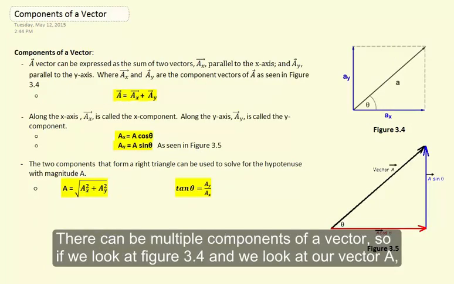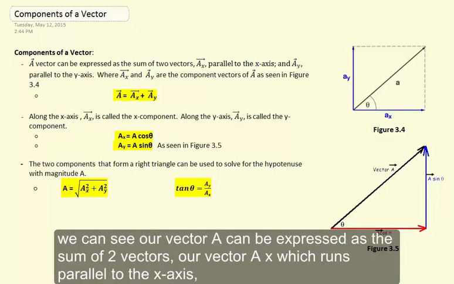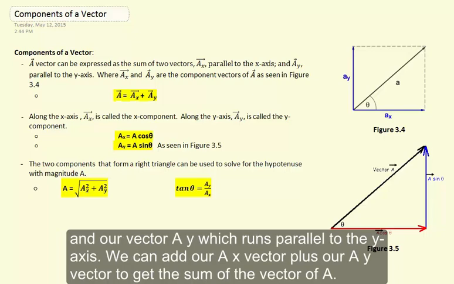There can be multiple components of a vector. So if we look at figure 3.4 and we look at our vector A, you can see our vector A can be expressed as the sum of two vectors: our vector Ax, which runs parallel to the x-axis, and our vector Ay, which runs parallel to the y-axis. We can add our Ax vector plus our Ay vector to get the sum, vector A.